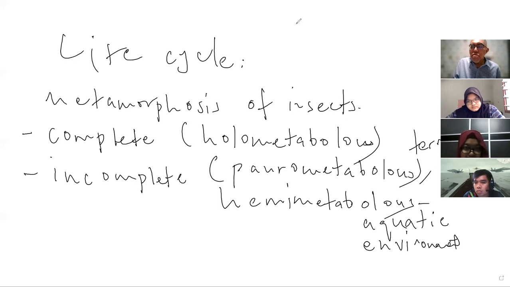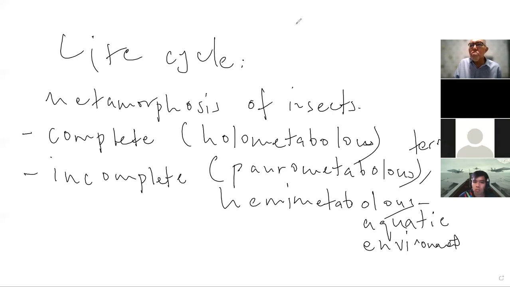Complete metamorphosis, the basic difference between complete and incomplete metamorphosis. In complete metamorphosis, the adult looks very different from the offspring, right? So we have larvae, for instance, in butterfly, and then it metamorphoses into pupa, and then the adult butterfly will emerge from the pupa, right? So that is complete metamorphosis.